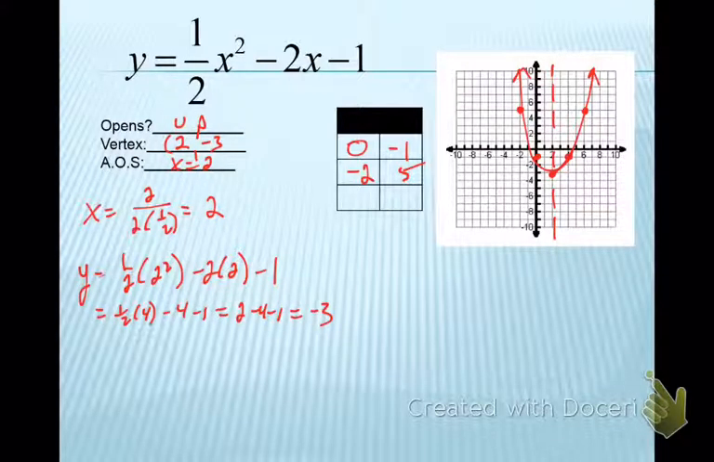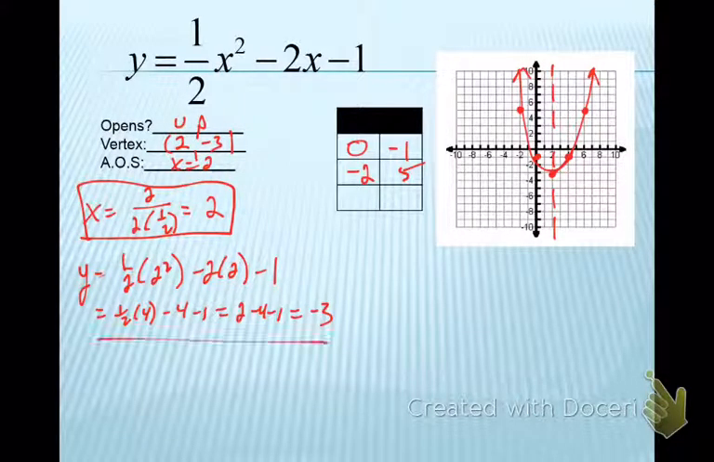But this graph is going to open up because A is positive. The vertex, we use the formula for x to find the x-coordinate of the vertex, opposite b over 2a. So positive 2 over 2 times 1/2, and you get 2. Then if you plug in 2 to the function, you're going to find the y-coordinate of the vertex, which is -3. And you can see the work down here. The axis of symmetry is that dotted line that cuts it in half. It's a vertical line, so the equation for that axis of symmetry is x equals 2.